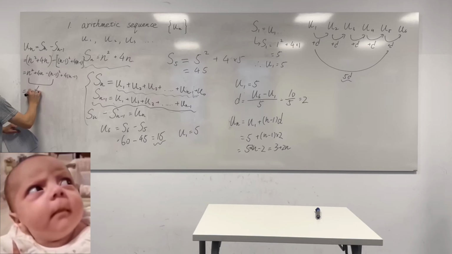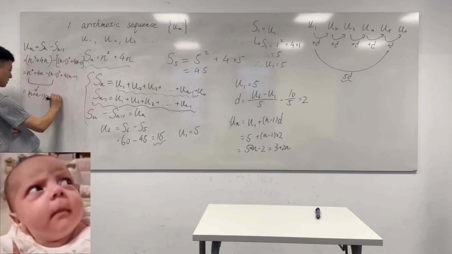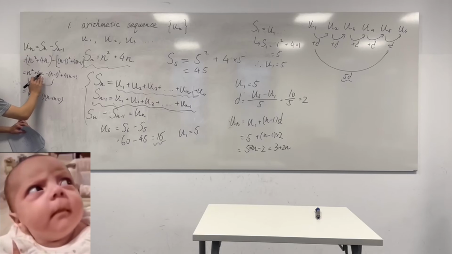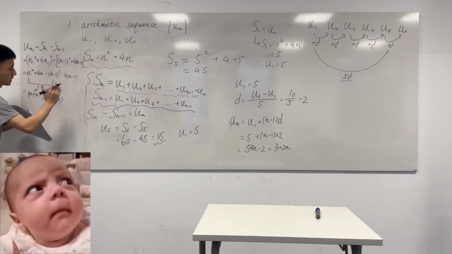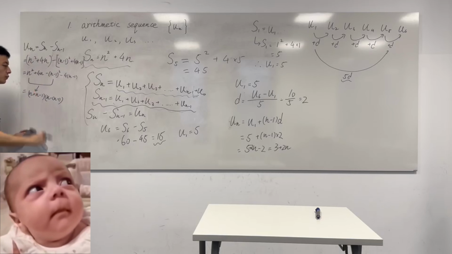So we get (n plus n minus 1) times (n minus (n minus 1)), with a bracket, be careful. And then 4n minus 4 times (n minus 1) is equal to 4. If that makes sense.